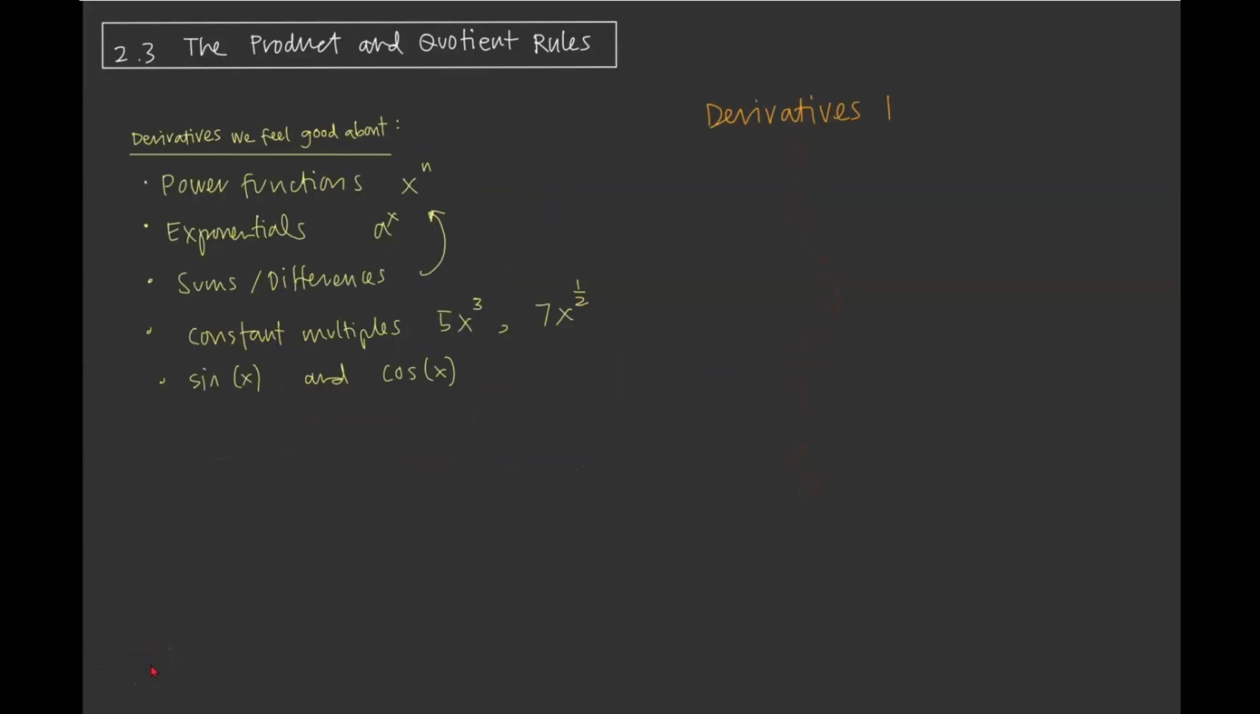So we want to think forward a little bit to derivatives that we still want to learn. And this will be when we have a function which involves products. So something like x squared times e to the x. We don't yet know how to find the derivative of this, or a quotient. So maybe we have a function y equals x squared over e to the x. And again, we don't really know how to find the derivative of this yet. So this is going to be what we focus on here.